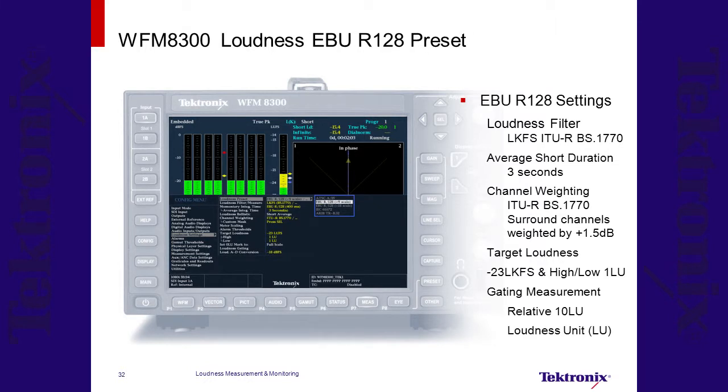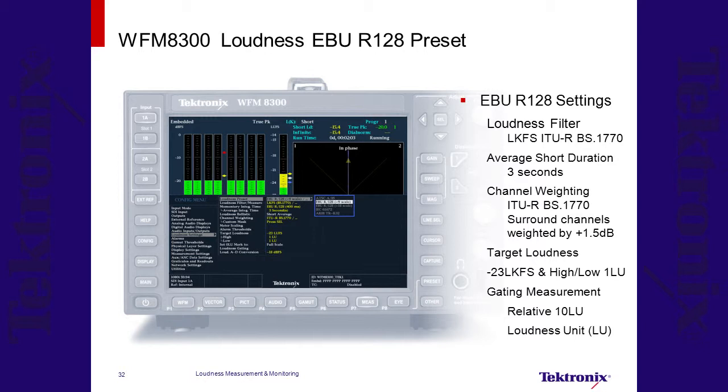Within the loudness settings menu of the WFM 8300, the user can select the EBU-R 128 preset that configures the instrument to use the following settings. The loudness filter is selected to use the LKFS ITU-R BS.1770 filter for the measurement. A momentary integration time of 400 milliseconds is used, and the average short period duration is set to 3 seconds for the short duration average.